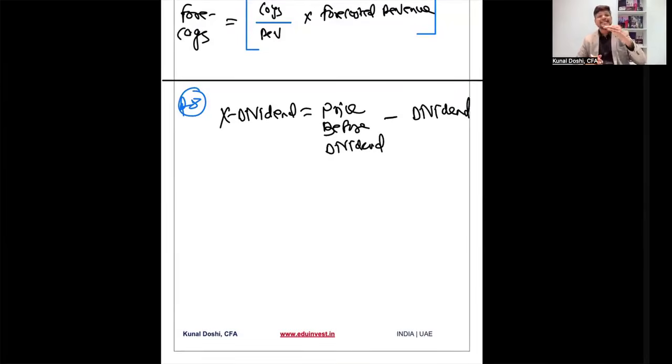This happens on the ex-dividend date. As soon as the ex-dividend date comes, the share price should get corrected for the dividend. So ex-dividend price is nothing but the price of the company after dividend. Simple. Nothing brainer here.